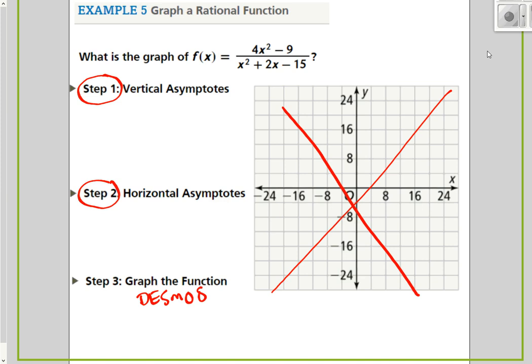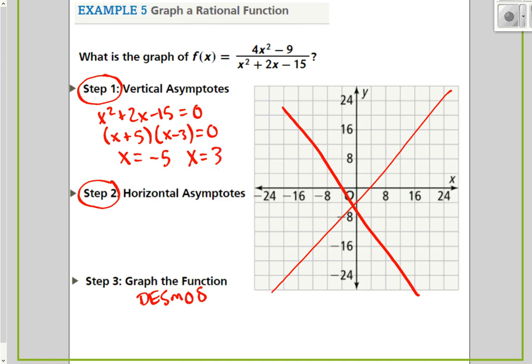And we're just going to find the vertical asymptotes, horizontal asymptotes, and graph the function on Desmos. We're not going to graph it by hand. So vertical, denominator equal to 0. Example 5. If you need to factor it, factor it. I got x plus 5, x minus 3 equal to 0. I should see an asymptote at negative 5 and positive 3.